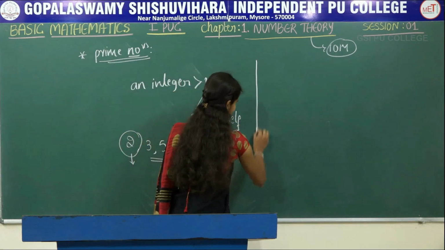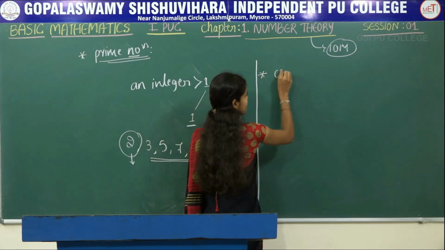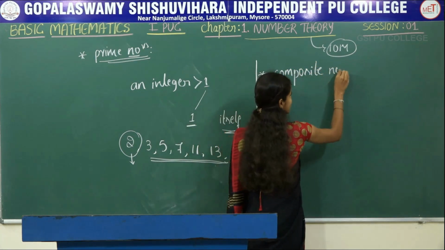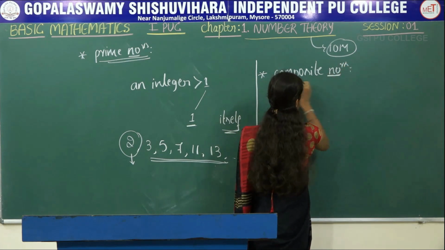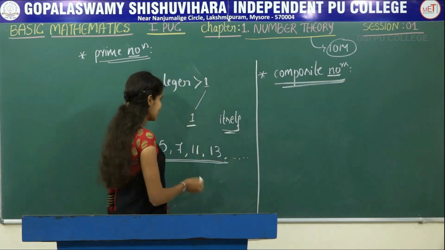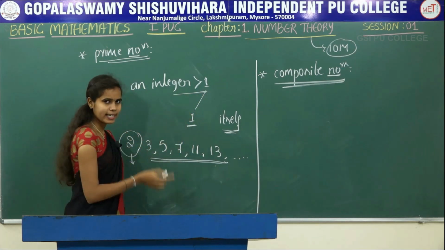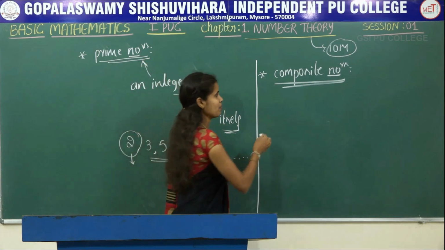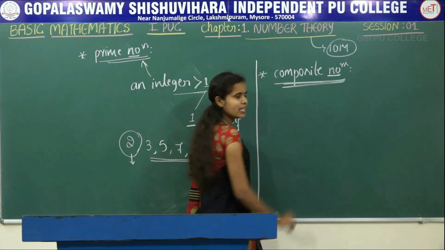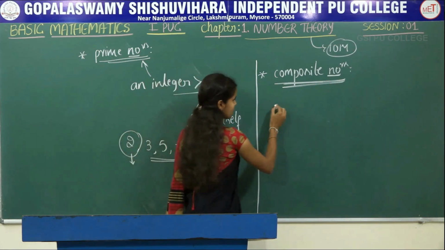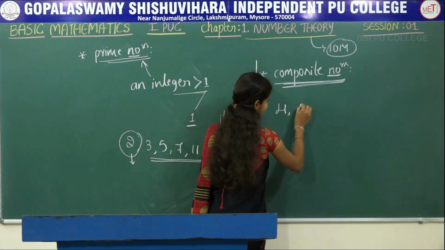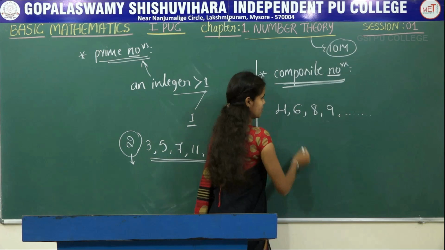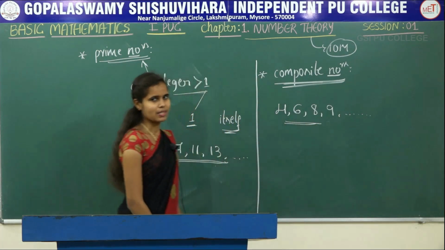So next concept is composite number. Composite number means an integer greater than 1 which is not a prime number is called a composite number. Examples: 4, 6, 8, 9, etc. These are called composite numbers.